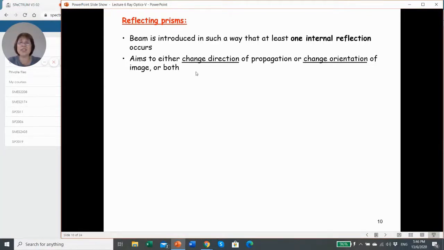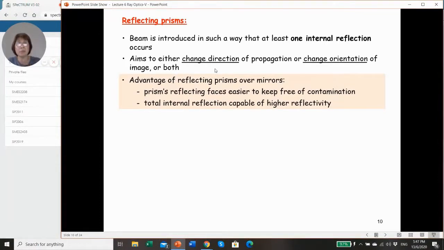The purpose is either to change the direction of the propagation or change the orientation of the image, or both. The advantage of using reflecting prisms over mirrors is that the prism's reflecting faces are easier to keep free of contamination because it's an internal reflection, and total internal reflection is capable of higher reflectivity.